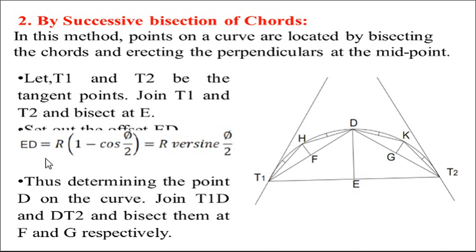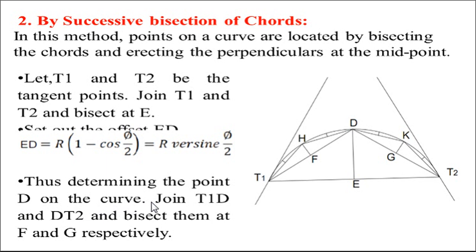ED is equal to R into bracket 1 minus cos of phi by 2, which is equal to R versed sine phi by 2. In the beginning we saw what is meant by versed sine. So this offset ED is called the versed sine of the curve, where phi is the deflection angle of the curve. Thus, we determine the point D on the curve.